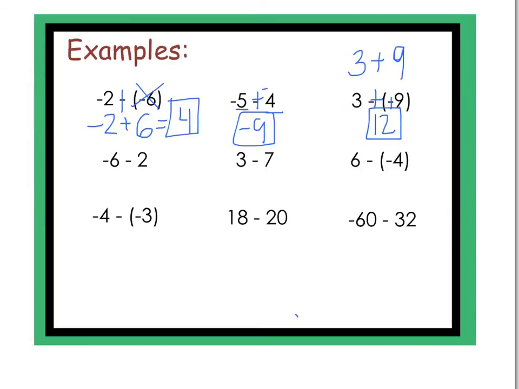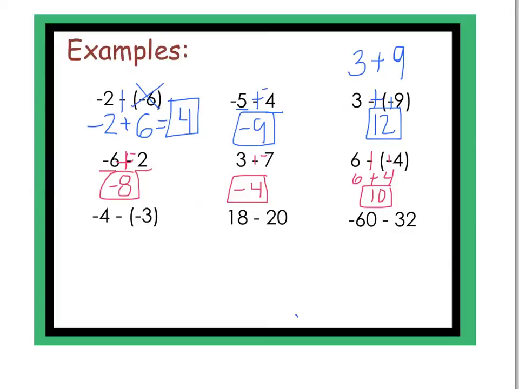Let's go down to the next row. -6 minus 2. Add the opposite. Now I have the same sign, so I'm going to add them and keep the sign negative. 3 minus 7, again, add the opposite. I have different signs, so I will subtract, keep the sign of the higher number. I have a -4. 6 minus -4, change, or add the opposite. Again, this looks funny, so you might want to rewrite and say 6 plus 4, which is a +10.